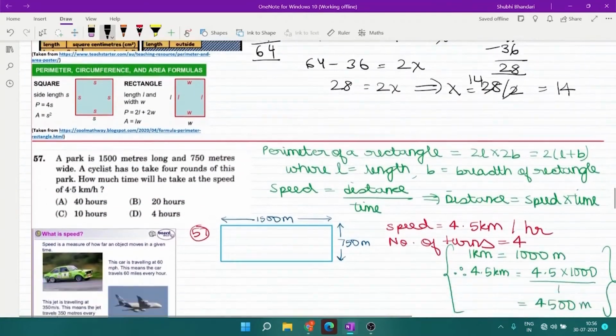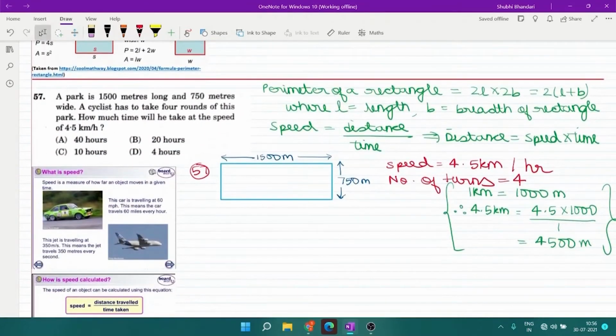Now let's move on to the 57th question. A park is 1500 meters long and 750 meters wide. A cyclist has to take 4 rounds of this park. How much time will he take at the speed of 4.5 km per hour?